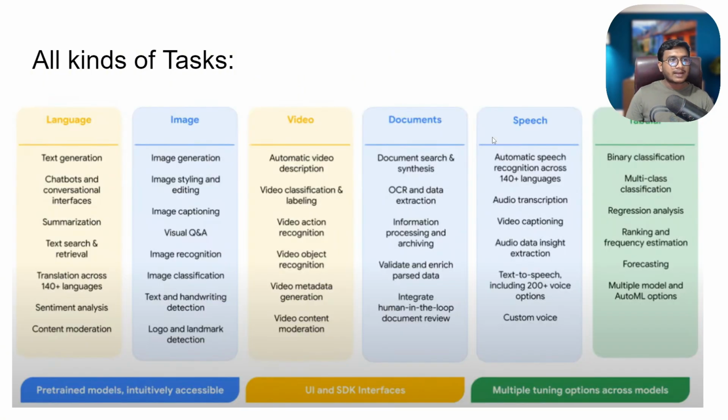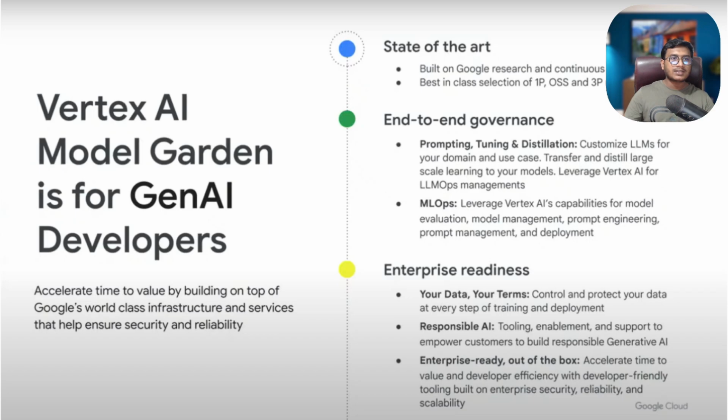Now you can ask me what kinds of tasks I can perform here. You can perform all kinds of tasks: language, image, video, documents, speech, tabular. All kinds of tasks you can perform with the help of Vertex AI. As I already told you, it gives you state-of-the-art foundation models. You will also get end-to-end governance. That means you can do prompting, tuning, and you can also perform MLOps operations on Vertex AI.